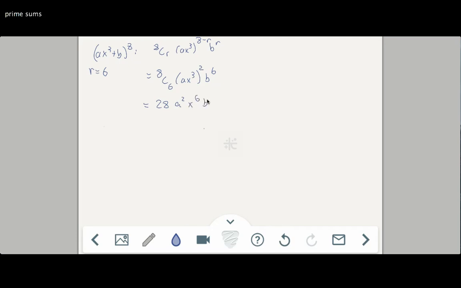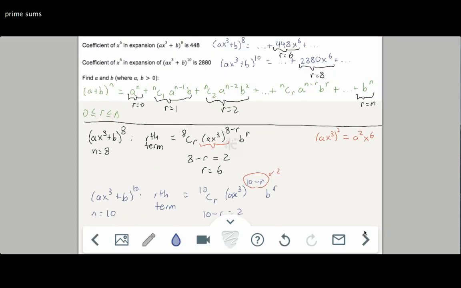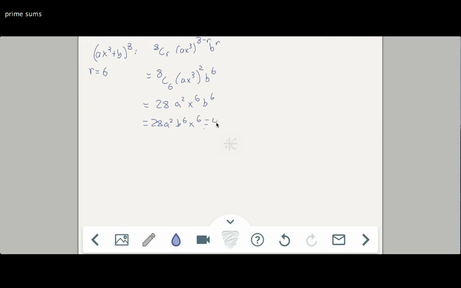And then we have b to the 6. And I'm just going to rewrite this as 28 a squared b to the 6 times x to the 6. And we know that this is equal to 448 x to the 6. So this equals 448 x to the 6. And now we can create our first equation.